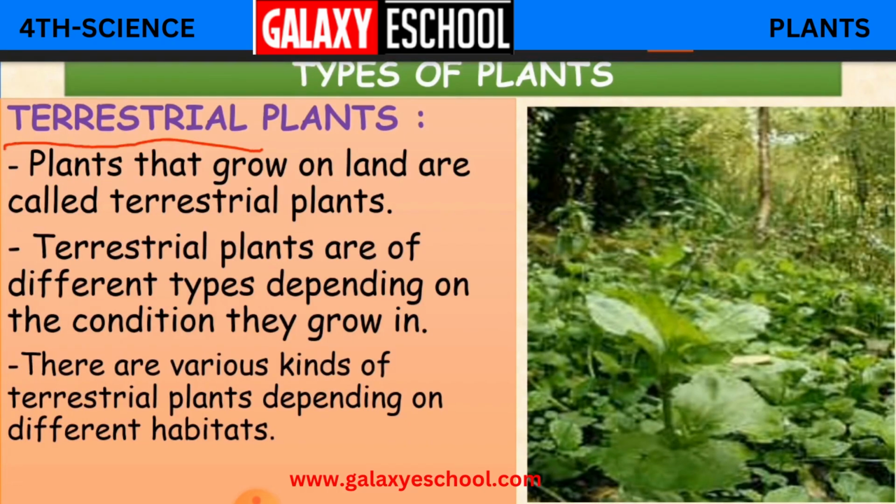Terrestrial means land. So plants that grow on land, on the soil, are called terrestrial plants. We said we also have plants growing in water. Those plants are not called terrestrial plants.